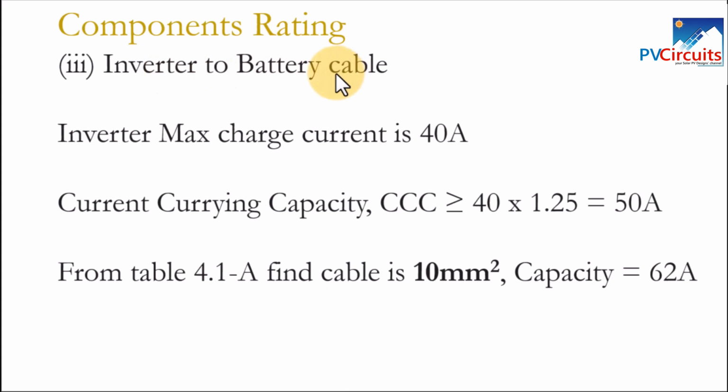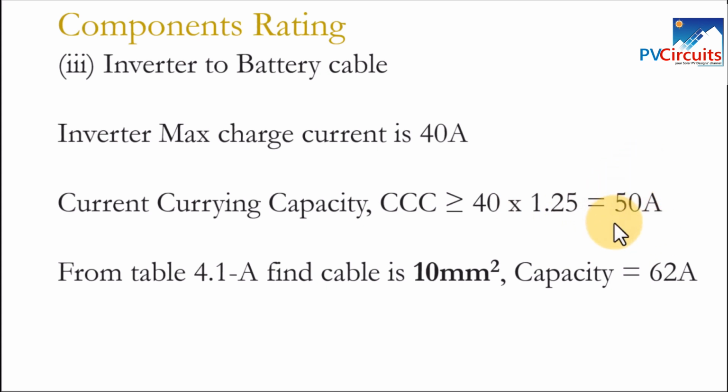So we move on to the next component, which is now the cable from the inverter to the battery. So that is DC also. From the inverter information, the maximum charge current is 40 amps. Then the carrying capacity of the cable should be 50 amps if you use that equation. So it is the current, then we raise it by 1.25 and give it that 50 amps.